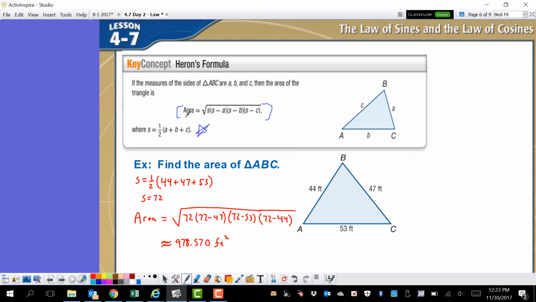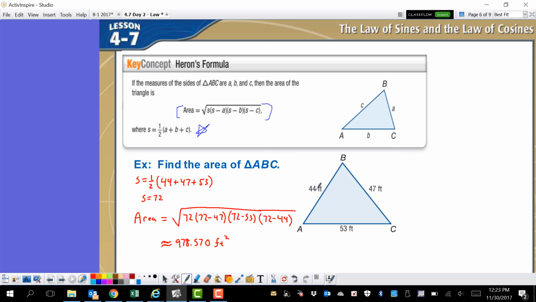So Heron's formula says that the area is the square root of S times S minus A times S minus B times S minus C, where S is basically the perimeter. So we're taking essentially half of the perimeter of a triangle.